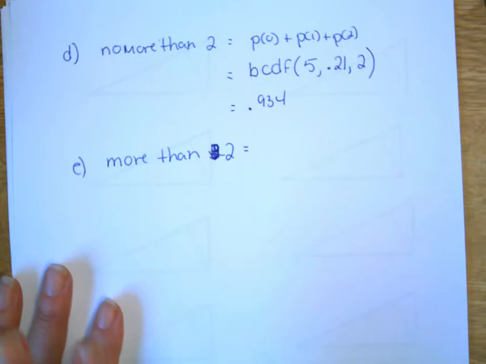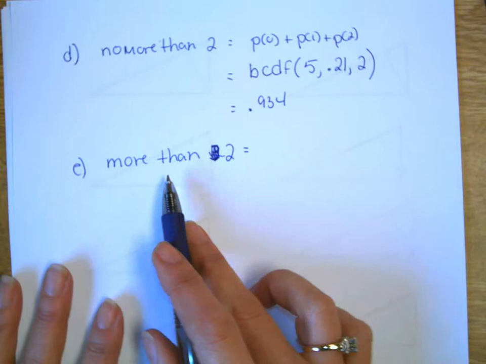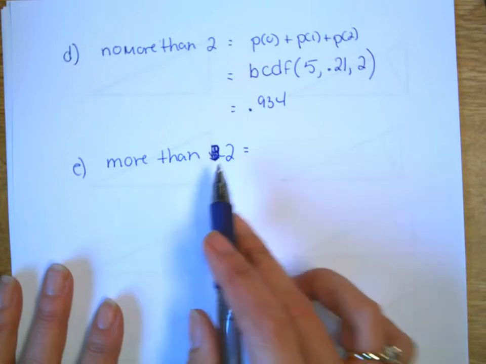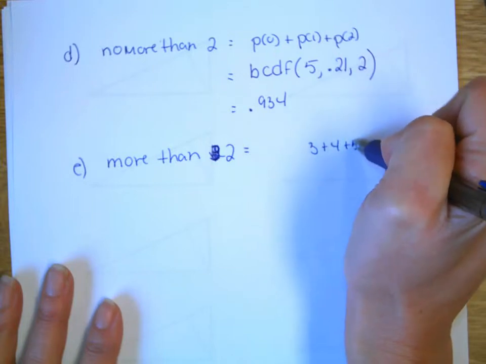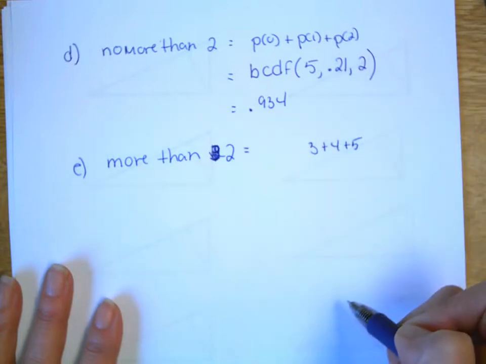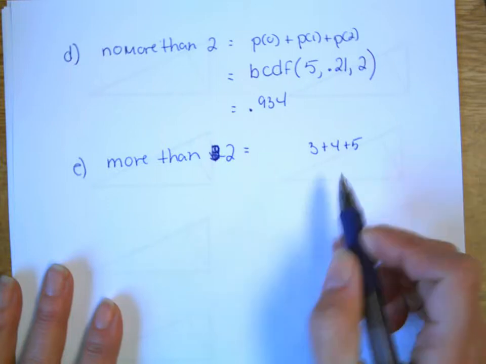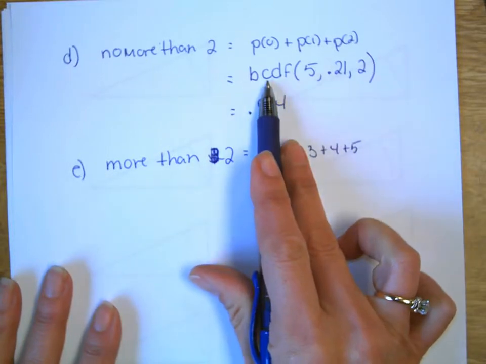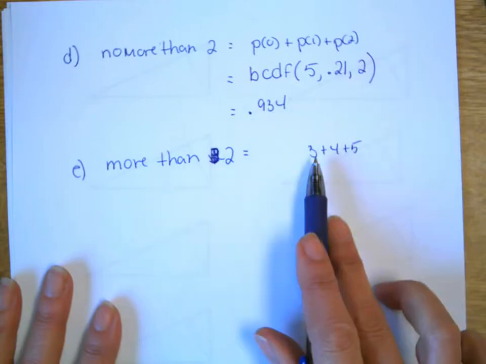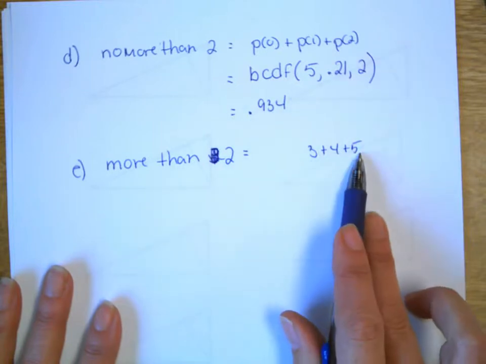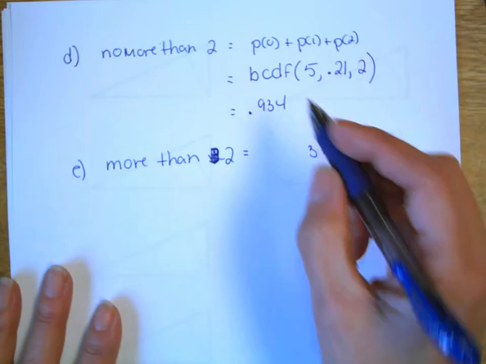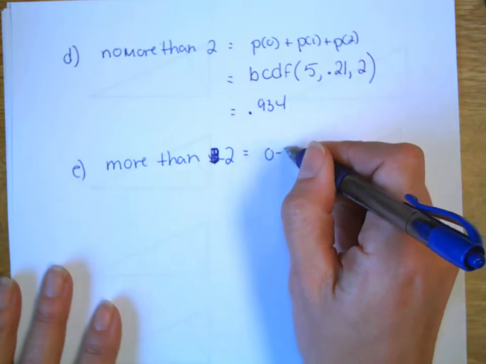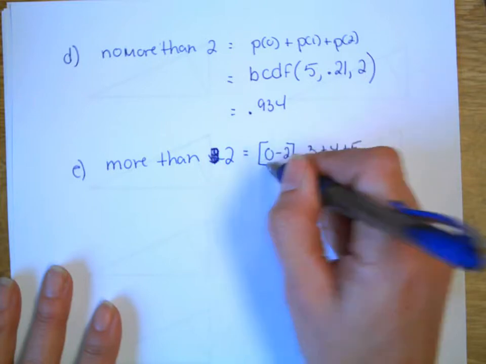What does more than 2 mean to you in this situation? How many successes am I looking for? 3, 4, and 5. I want the 3, 4, and 5 probability added together. Okay, where does the CDF function start adding from? 0. I can't get it to start adding at 3 and stop at 5. It's impossible. So you do 1 minus. So what chunk don't I want? The 0 through 2. This is the chunk I want to take off.